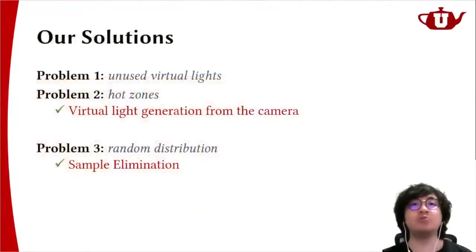We address problem 1 and 2 by generating virtual lights starting from the camera. This ensures we do not waste space with unused virtual lights, and we do not place too many virtual lights around hot zones. We will address problem 3 using sample elimination to get a blue noise distribution of virtual lights. Note that some of these problems were recognized in prior work as well, but the solutions we describe are much more effective. Please see the paper for a more detailed discussion of prior work.